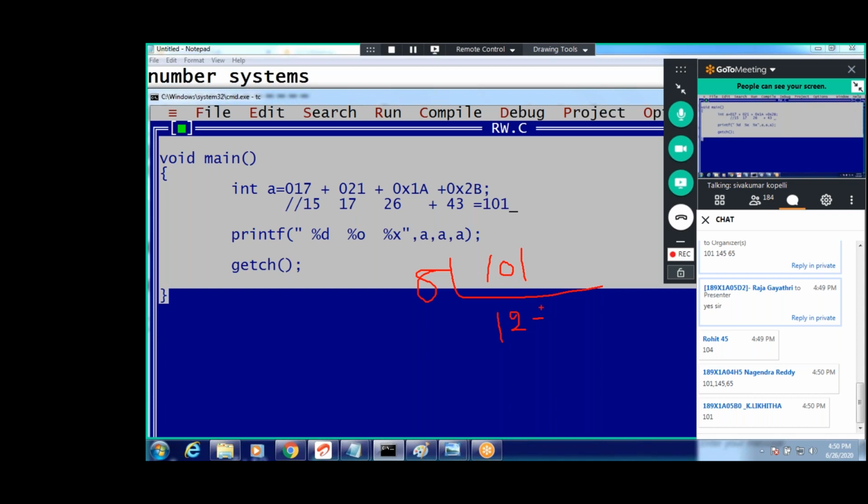Hexadecimal, guys: 101 by 16. How many times? 6 times, that is 96. Remainder is 5. So 65 is hexadecimal. Total: 101, 145 and 65, guys. You can check this answer. So 101, 145 and 65. Got it, right? Clear, guys?